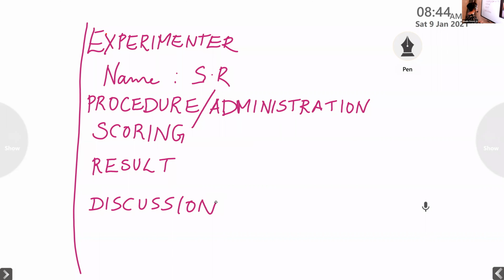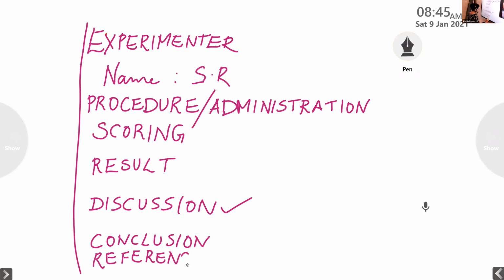And for most tests, we will also have one more thing, that is conclusion. For example, if it is an intelligence test, you will write that this person got this particular IQ in this particular test. Just one line. Conclusion will be just one line. The essays that you write will be in the discussion part. Also, we can add references here.